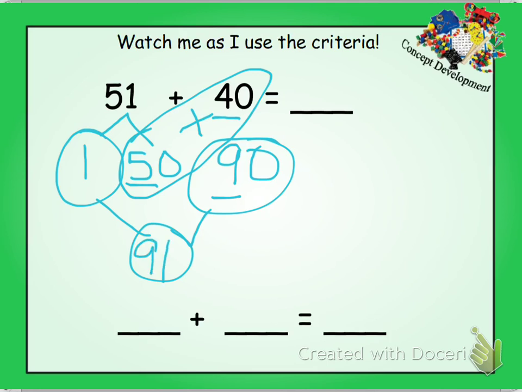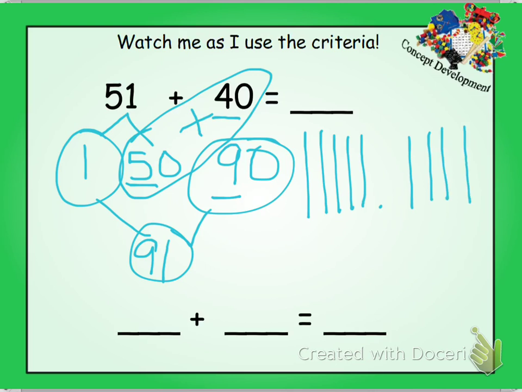Okay, I can also check with a picture. 10, 20, 30, 40, 50, 10, 20, 30, 40. Now I'm going to count it. 10, 20, 30, 40, 50, 60, 70, 80, 91. Check, it is 91.